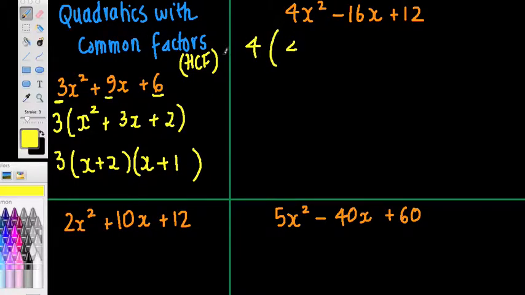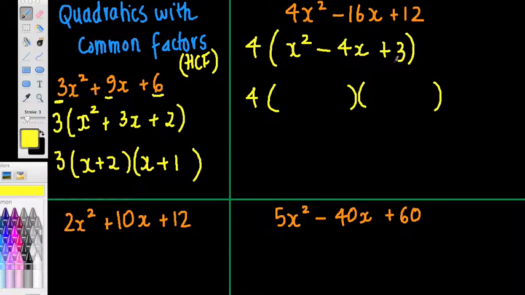Oops, don't write the 4 again. You just want the x squared now. Don't forget about this negative here, because 4 by negative 4 would give me the negative 16. And then we've got plus 3. Okay.